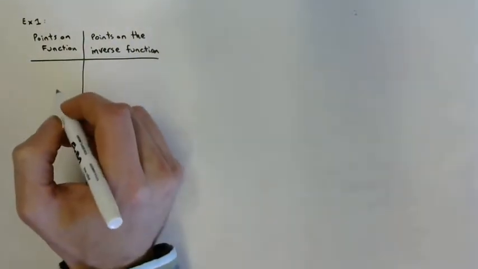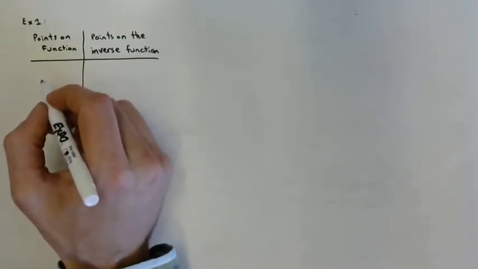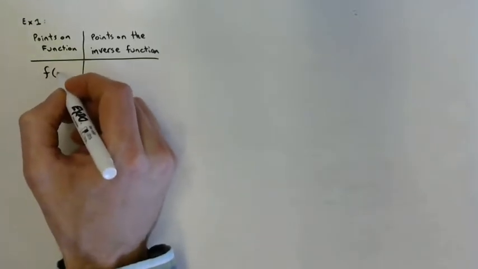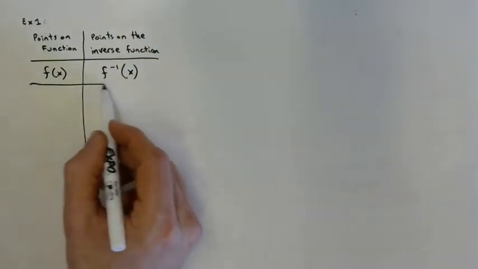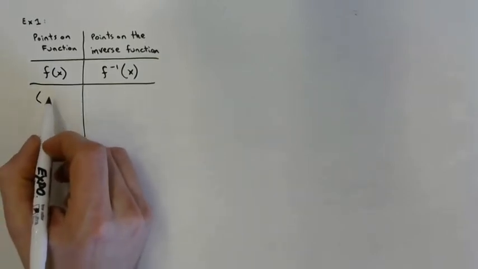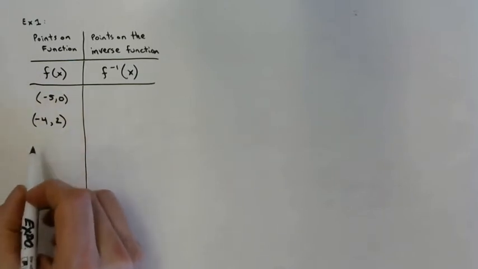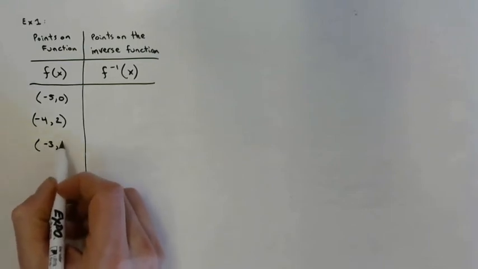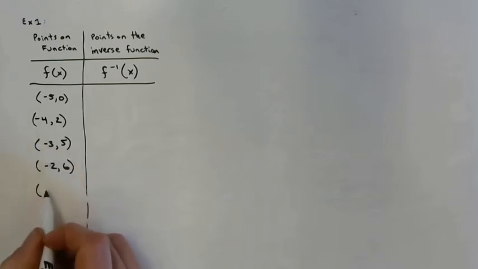What I would then like you to do also is this. We're going to write f of x here and f inverse of x there. Okay, we're going to use up our first boxes to do that. Now, I'm just going to give you a bunch of points that are on the grid. On the original function, you have negative 5, 0. You have negative 4, 2. You have negative 3, 5. You have negative 2, 6. And you have 0, 7.